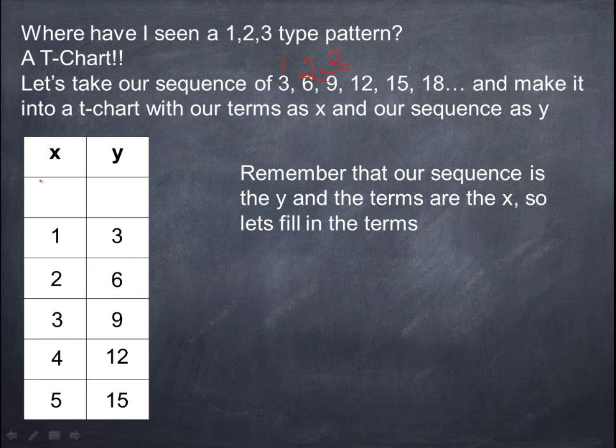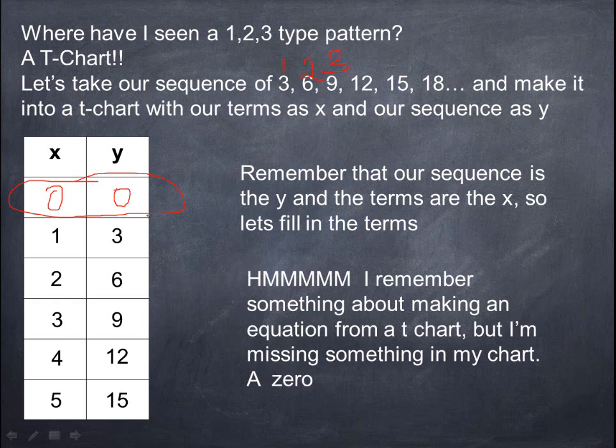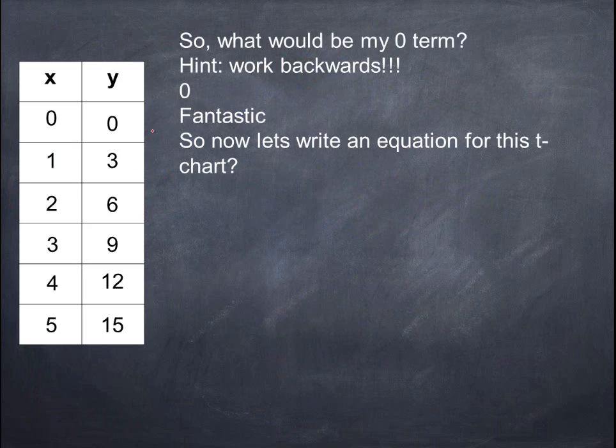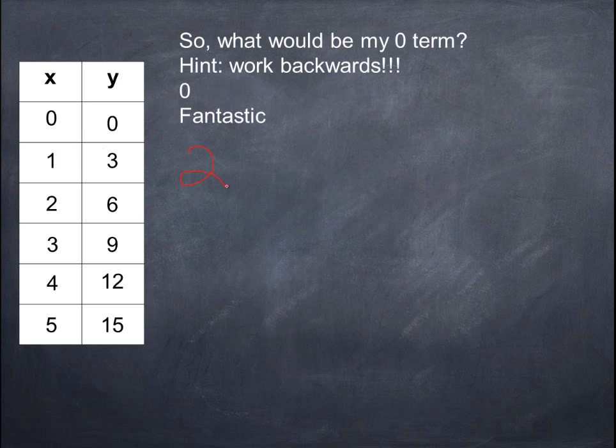Now the reason I left this blank is because I want to find the 0 term. So I go backwards. What's my 0 term going to be? 0. Excellent. So let's take a look at my T-chart again. I got my 0 term. Now I want to know what the 20th term is going to be. That's easy. I can extend my pattern to 20. That's easy for this one. What if it would have been 100?